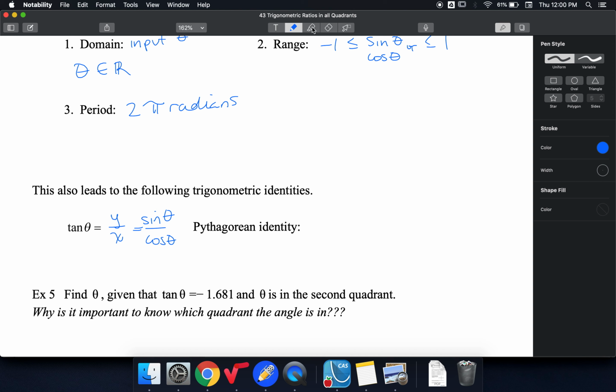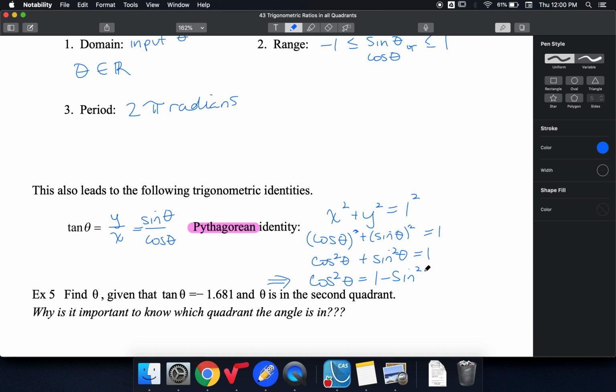The Pythagorean identity uses the Pythagorean theorem. I know that the Pythagorean theorem says that x squared plus y squared is going to be 1 squared, because the unit circle is 1. But x, again, is cos theta, so cos theta squared plus sine theta squared equals 1. Normally, I write this as cos squared theta plus sine squared theta equals 1. And we can rearrange it as much as we want. So for example, I could also say that cos squared theta is equal to 1 minus sine squared theta, and we still would call that a Pythagorean identity.